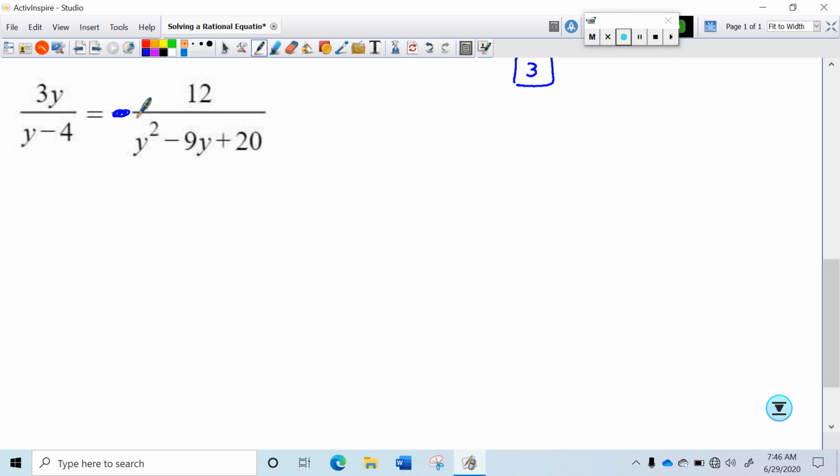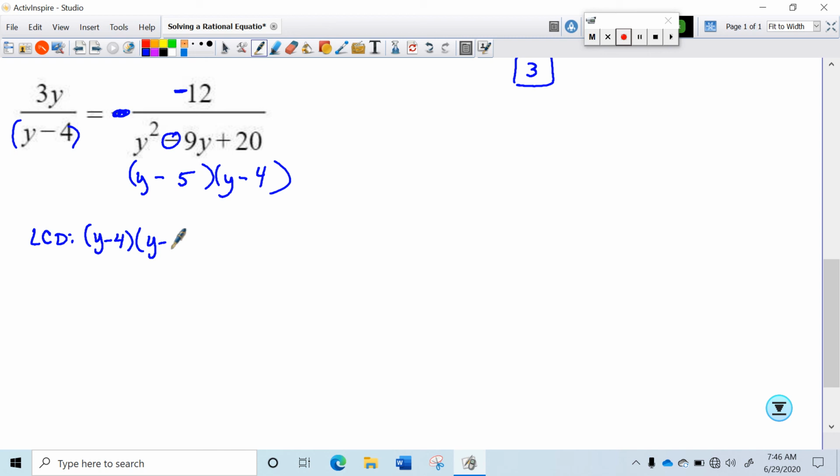On the next one, I'm going to take this negative and move it up with a 12. So I have a y minus 4. This one factored is y minus, so positive means minus, same sign. Factors of 20 that when I add them equal 9 are 5 times 4. So my LCD is y minus 4 times y minus 5. My excluded values, the opposite of negative 4 is positive 4. The opposite of negative 5 is positive 5. So I cannot have either one of those as my answer.